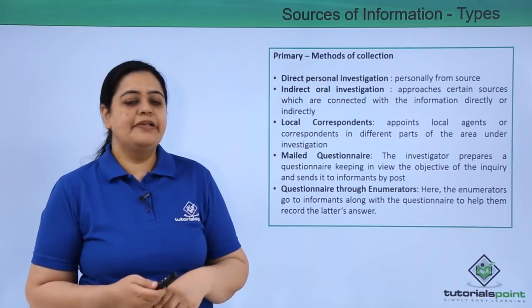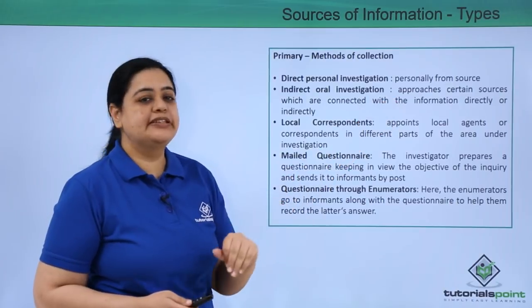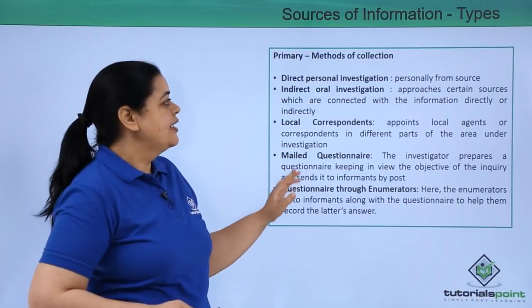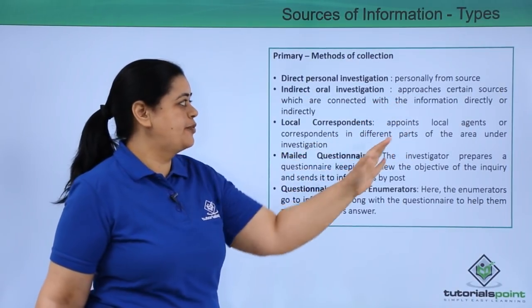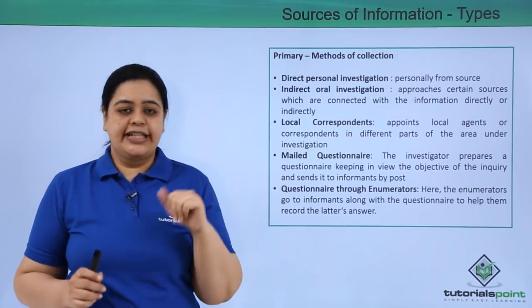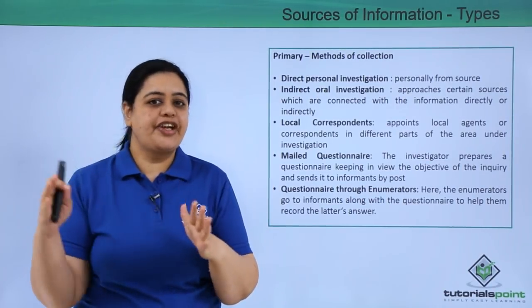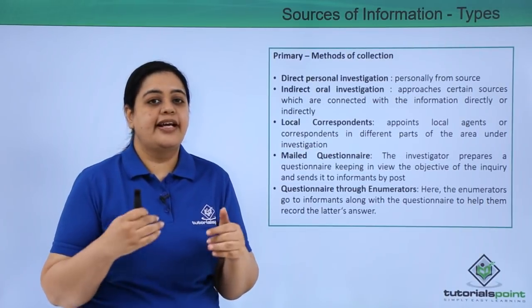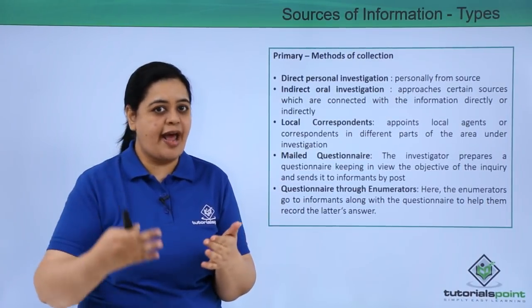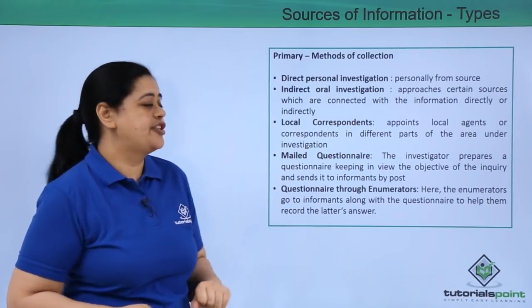Like I gave you an example, you go to your neighborhood door to door and ask them their preferences. So this is personally from the source. Then comes indirect oral investigation. What is that? Here the investigator would approach certain sources which are connected with the information directly or indirectly. For example, there was a fire in the train in which a person was traveling. As an investigator, when I go to that person and ask him what happened, what caused the fire, that is an example of indirect oral investigation.